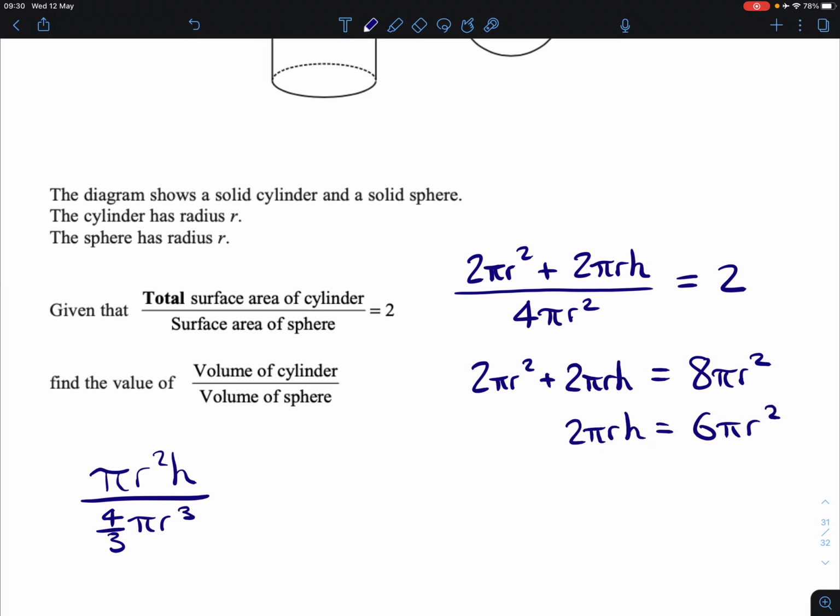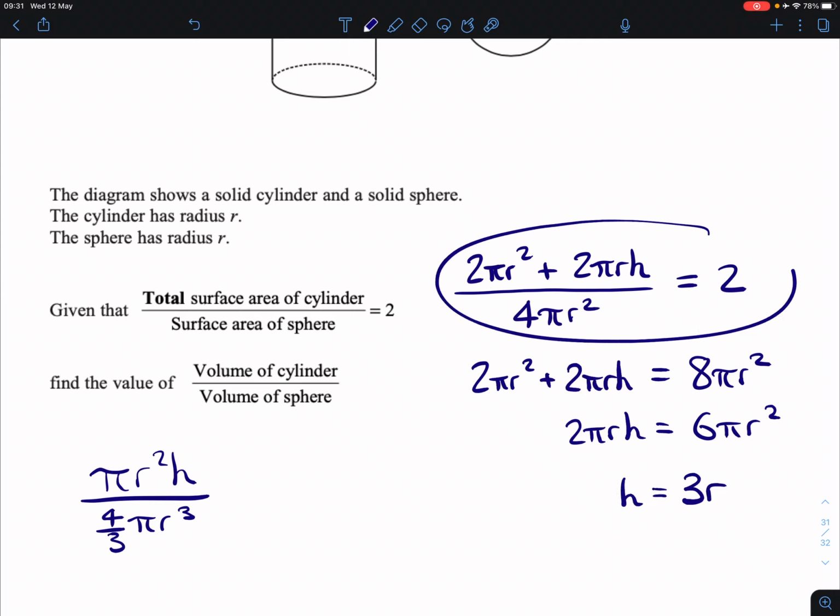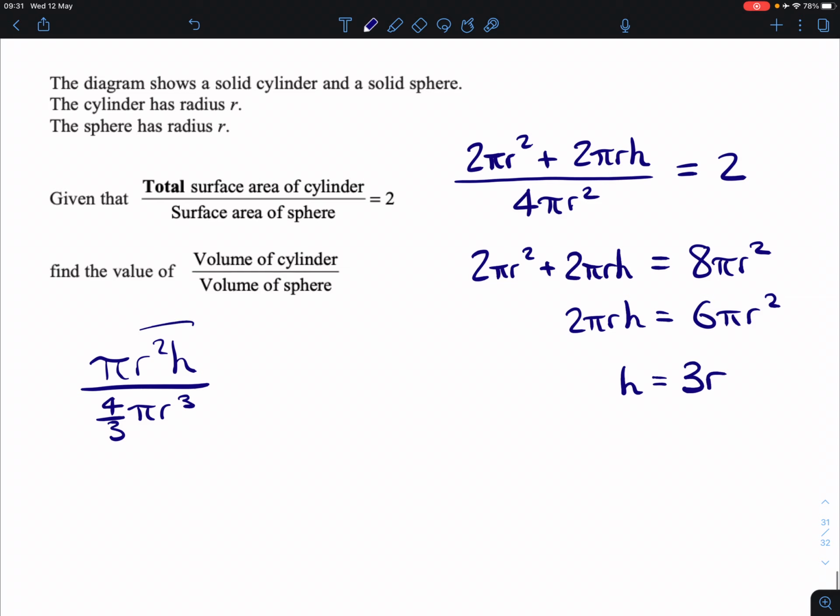And then we can simplify stuff. I can divide both sides by 2 to leave only a number on the right hand side. I can divide both sides by pi, so they're gone. I can also divide both sides by an r. So that ends up giving us h equals 3r, much nicer looking and more useful than the first thing that we had. We don't know yet what we're going to do with it. Let's find out when we look at this.